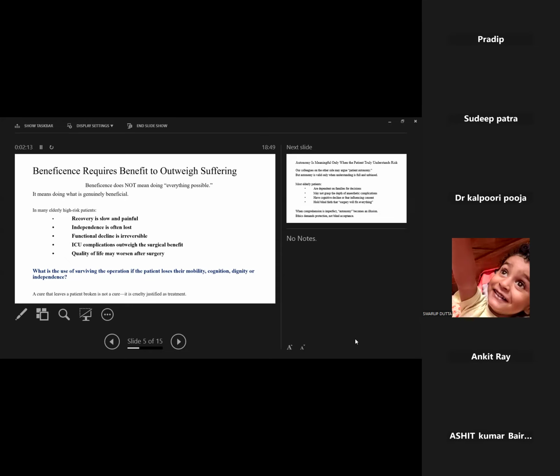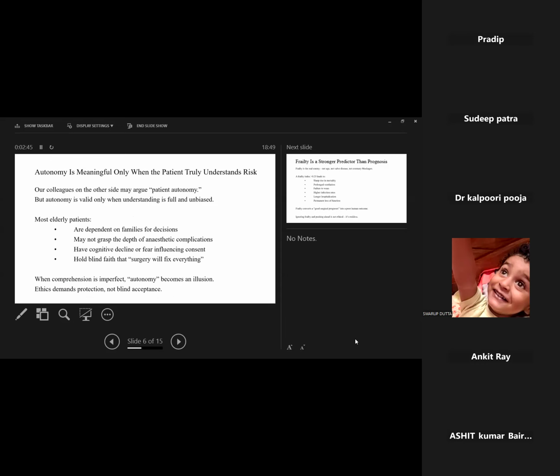In many elderly high-risk patients, recovery is slow and painful. Independence is often lost. Functional decline is irreversible. ICU complications outweigh the surgical benefit. Quality of life may worsen after surgery. What is the use of surviving the operation if the patient loses their mobility, cognition, dignity, or independence? A cure that leaves a patient broken is not a cure, it is cruelty justified as treatment.